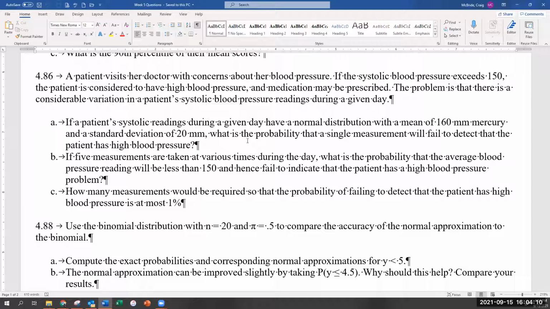So if you're trying to do question 86 part A, yes, you're going to do a normal CDF, and you just have to kind of use the context of the question to determine what you're looking for, what it means, right? They tell you that if their blood pressure exceeds, i.e. is greater than 150, then they're considered to have high blood pressure, and then they prescribe medication.